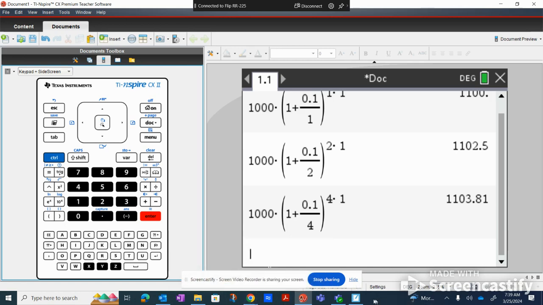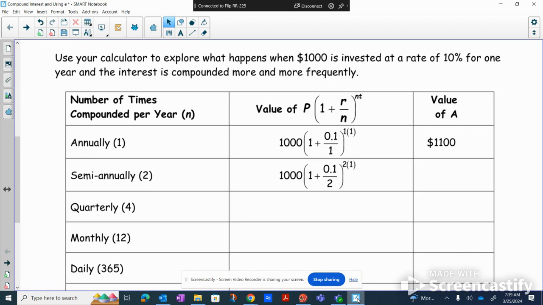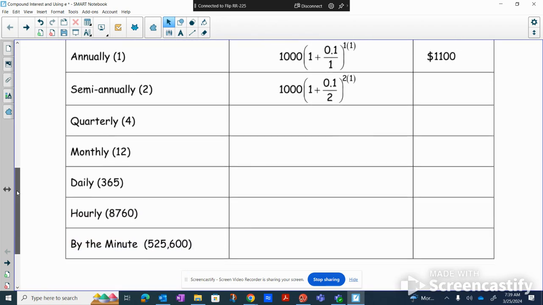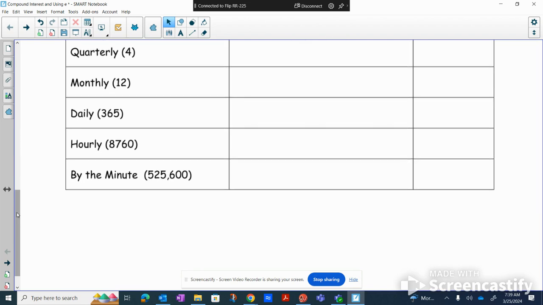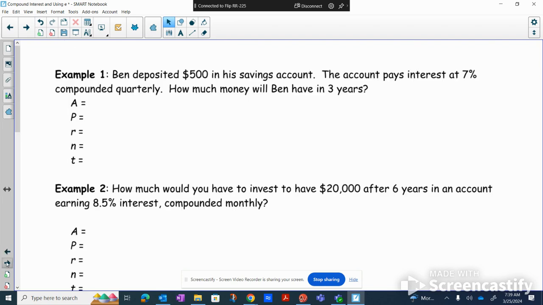So let's go back here. And as you can see, you have monthly, which is 12 times a year, daily, 365, hourly, and by the minute. So we would replace N with those numbers. It just depends on the problem and what the problem is stating. So let's go ahead and look at an example.